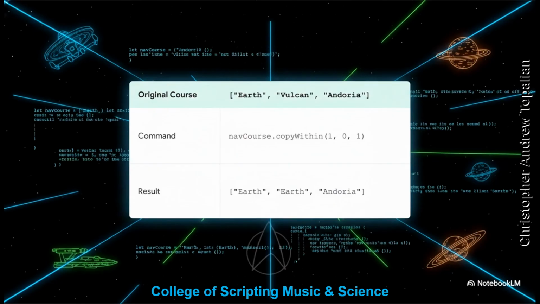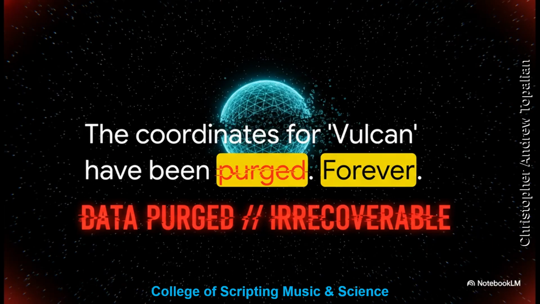The original course was simple, Earth, Vulcan, and Doria. But a single, simple command, copyWithin(1, 0, 1), tries to copy Earth into that second slot. And the result? The nav computer now believes the course is Earth, Earth, and Doria. So what happened to the coordinates for Vulcan? They weren't moved, they weren't archived, they have been completely purged from the system, overwritten, and there is no getting them back. That is the danger you have to respect.